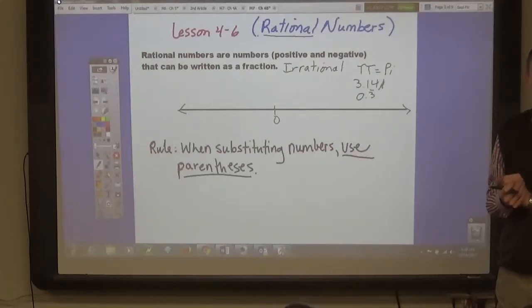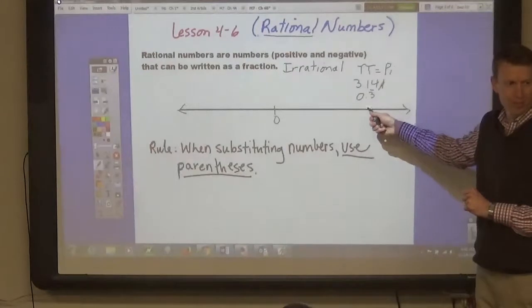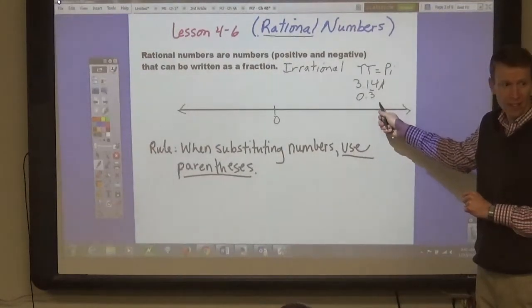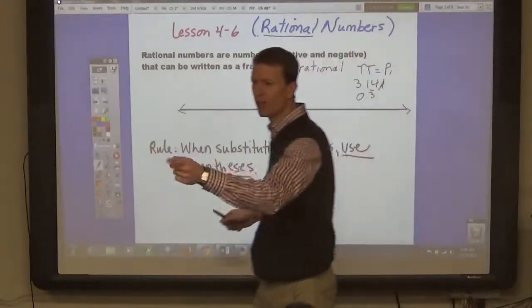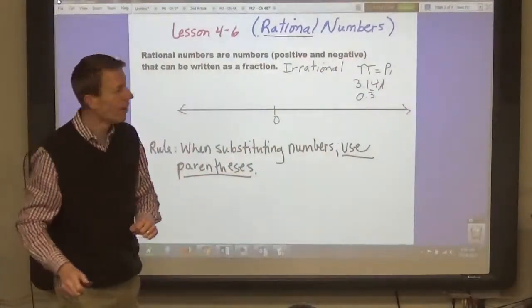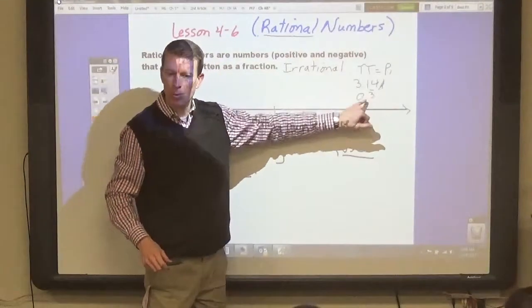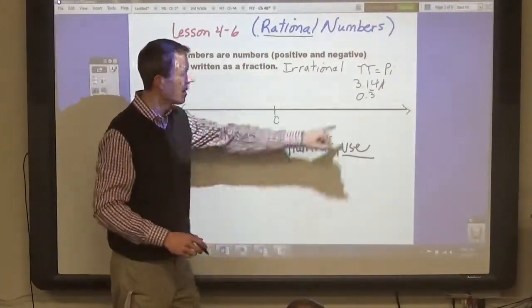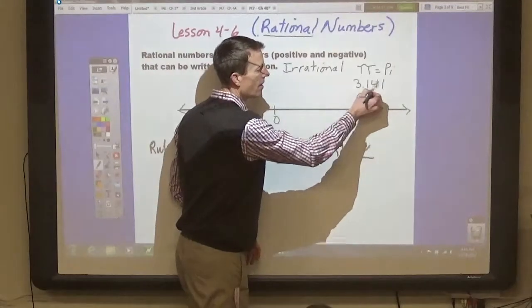How about 0.3 repeating? No clue, no idea what that is as a fraction? It's not 3/10, that would be 0.3. This is 0.3 repeating. How do you know it's repeating? Because it has the repeating sign above it. Okay?